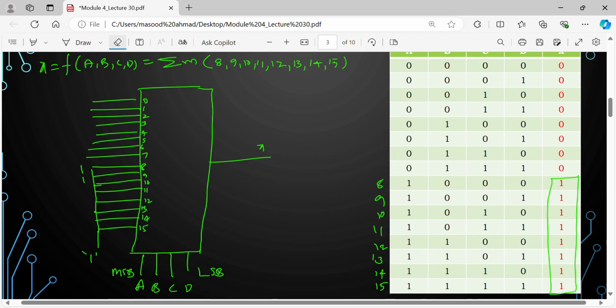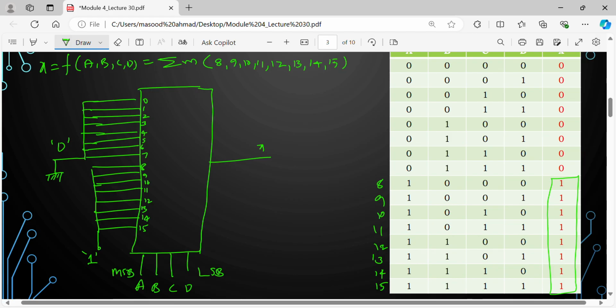What about the rest? The rest what I try to do is I'll connect them to ground. So I'll do like this. I'll make connections. I'll tie up together. This I'll connect it to ground. So that means we are applying 0 over here and we are applying 1 over here for this. This will give you the x.